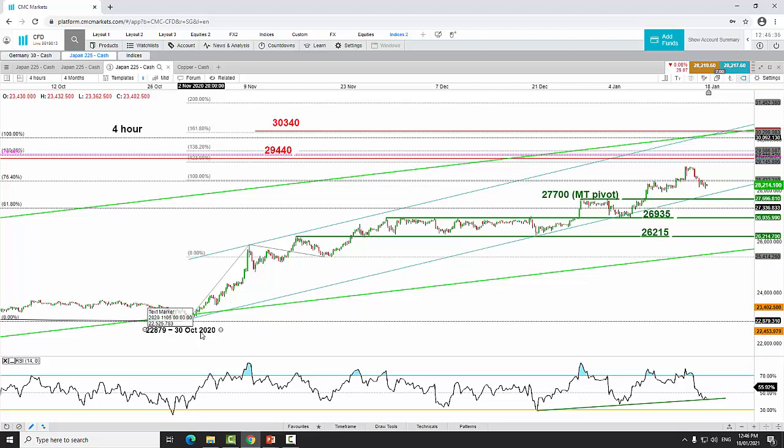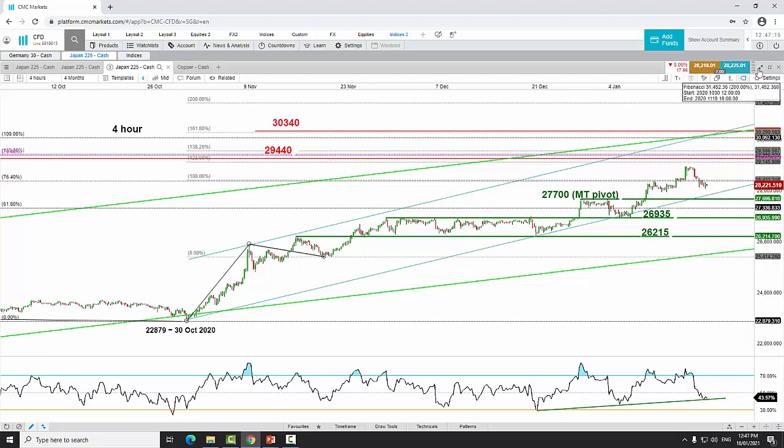So what we have for this week is that we will tighten the key medium term pivotal support up to 27,700, which is the former swing high area of 29 December 2020, as well as this ascending channel support in place since 30th October 2020. Looking for a further potential upleg to test 29,440. Above it should take us higher towards 30,340, which is a confluence with a cluster of Fibo expansion levels, as well as the upper boundary of this medium-term ascending channel in place since 30th October 2020.